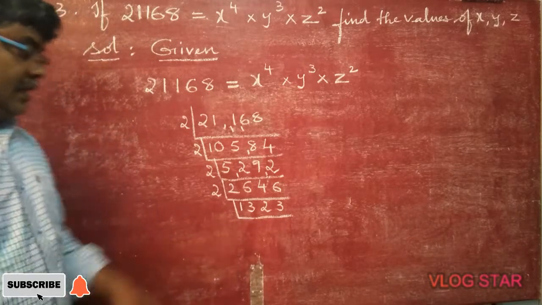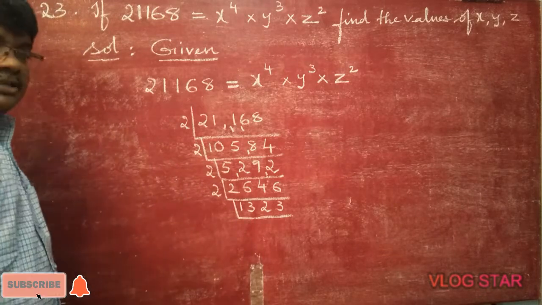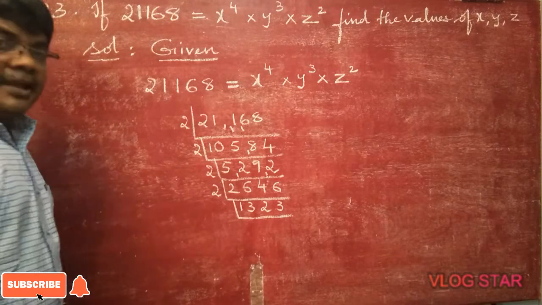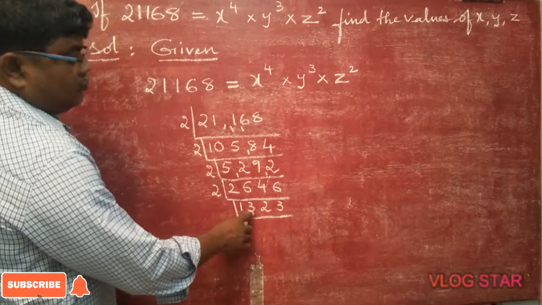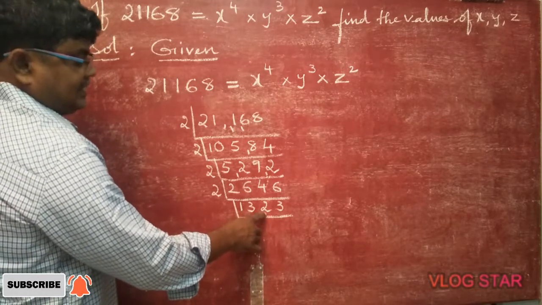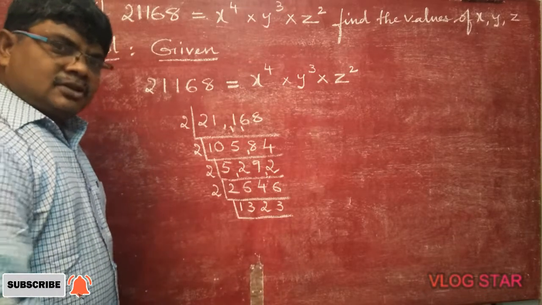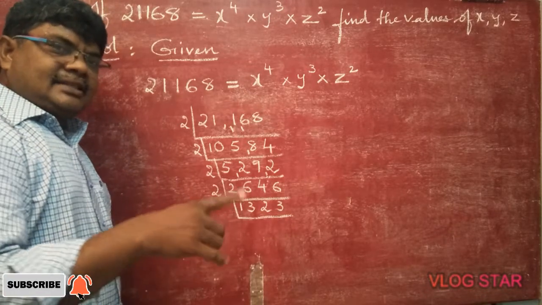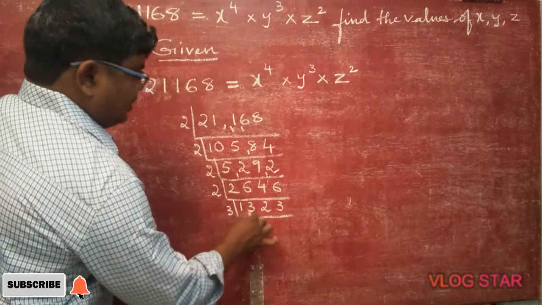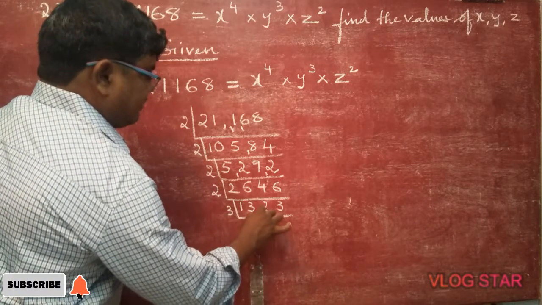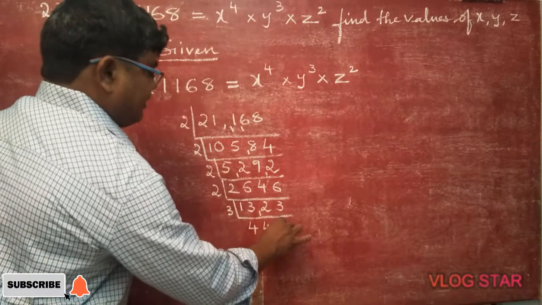Able to follow? After 2, which table? Prime factors, 3 table. What is the test of divisibility of 3? Add the digits. 1 plus 3 is 4. 4 plus 2, 6. 6 plus 3, 9. 9 came, so 3 divides, because 3 3s are 9. So 3 table is divisible. 3 4s are 12. Again 1 remaining here. Again 3 4s are 12. 3 1s are 3.